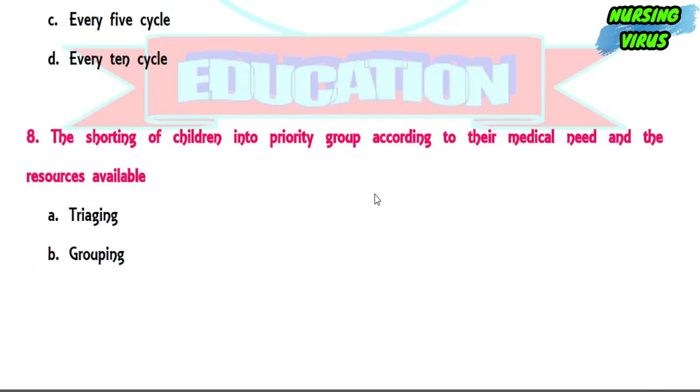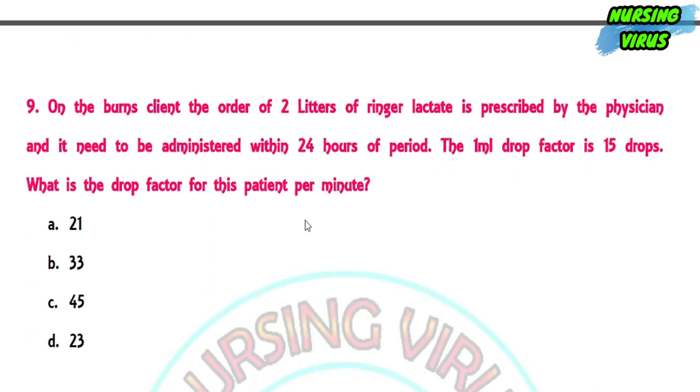So the next question. Sorting the children into priority groups according to their medical needs and the resources available. So this method is called either triaging or grouping. So it is purely making the persons get the care according to the severity of their illness. So that is known as triaging.